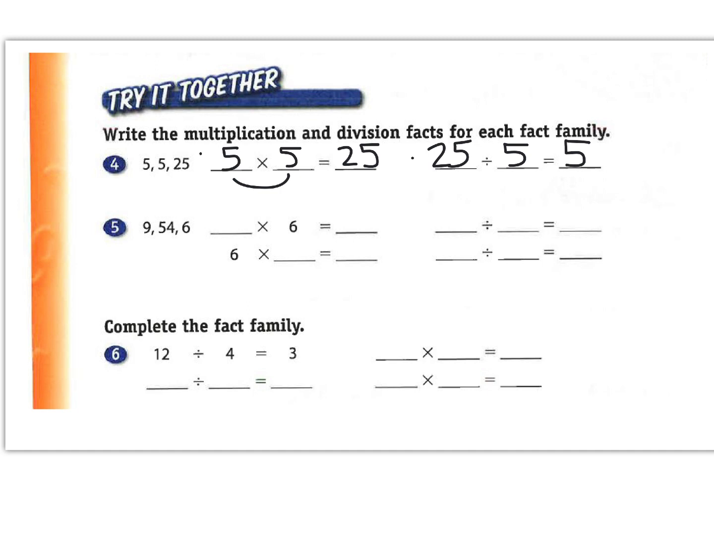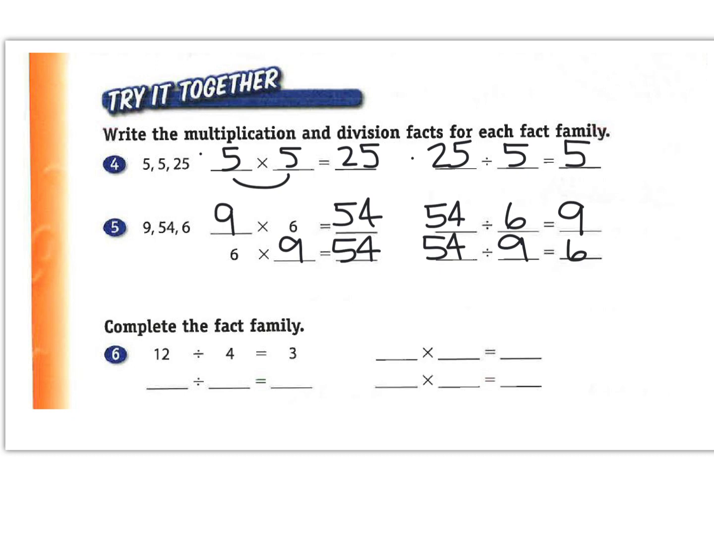Here we have 9, 54, and 6. Well, we know 9 times 6 equals 54. So 6 times 9 also equals 54. Then for the division, we start with the big number. 54 divided by 6 equals 9. 54 divided by 9 equals 6.